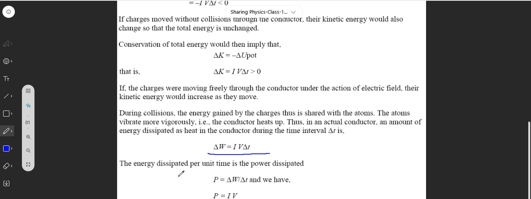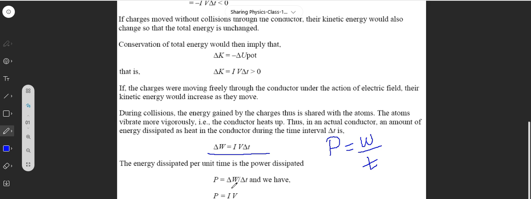We are writing it. And the energy dissipated per unit time is power dissipated. We know that. What do you mean by the term power? Capability of doing a work. That is, within the given time, what is the amount of work you are doing, that will be taken as power. That's a similar thing applicable here.